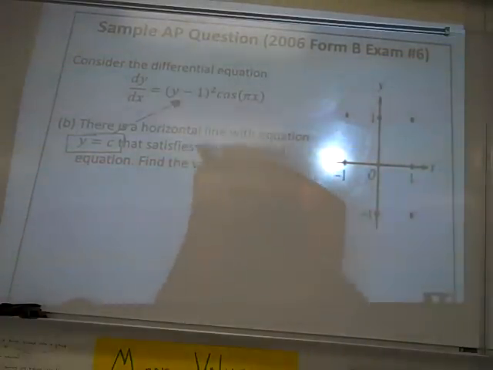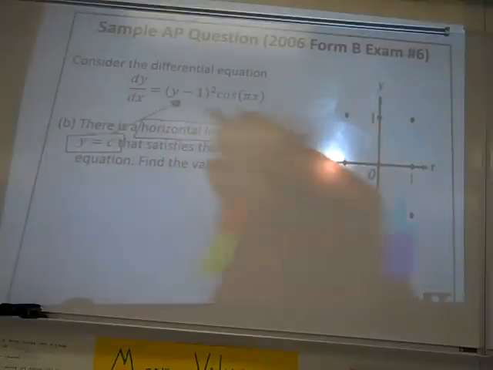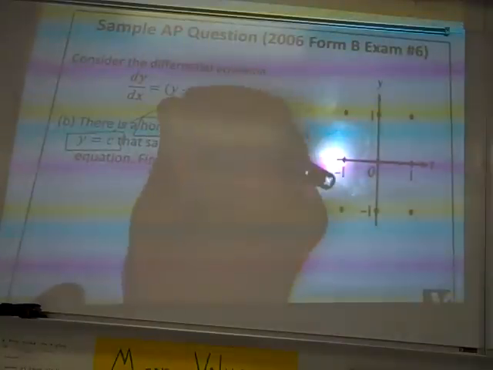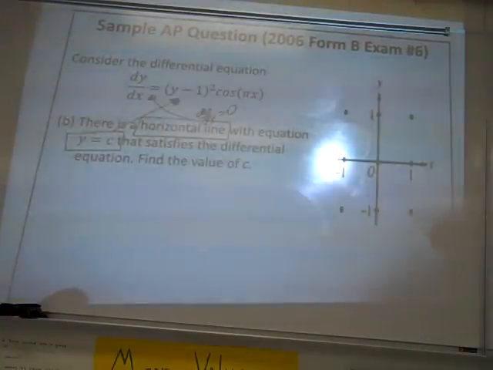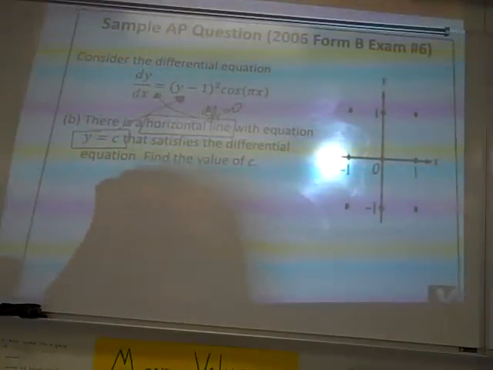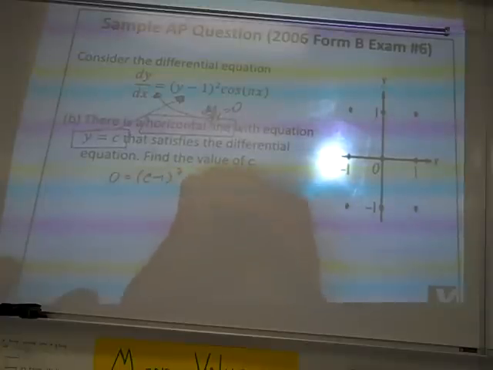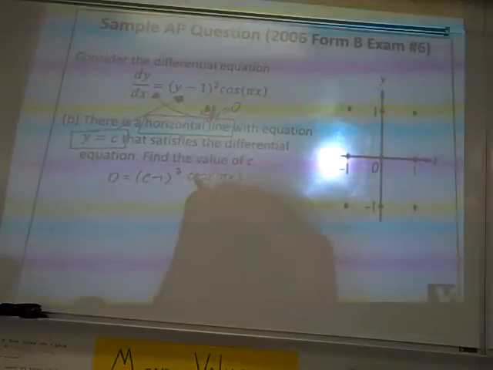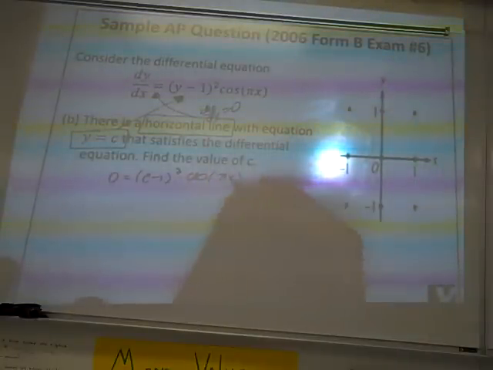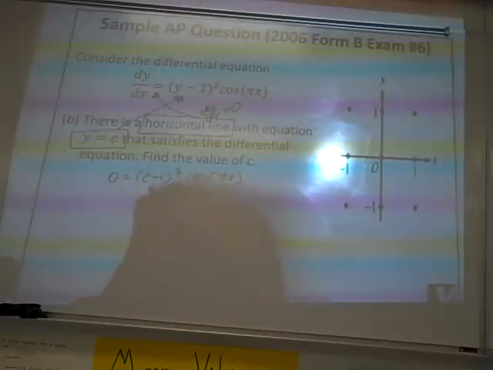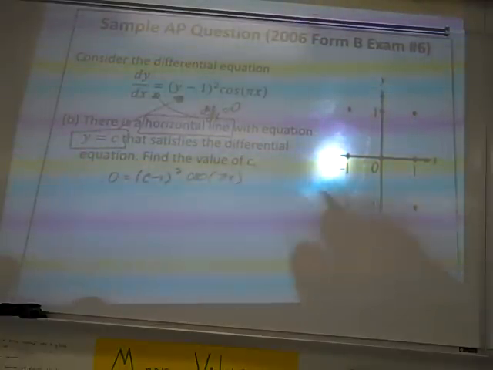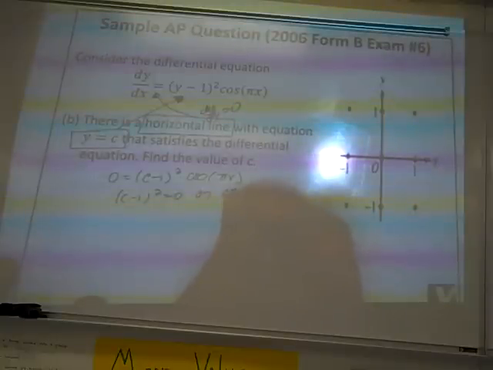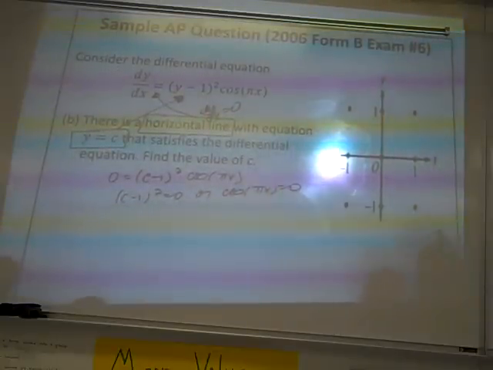Furthermore, we know that we have a horizontal line. Well, if I have a horizontal line, then my slope is equal to 0. I can use that information over here on the left-hand side. And what that's going to give me is the equation 0 equals (c - 1)^2 times the cosine of pi x. And they want me to find the value of c. So let's see, if 0 equals (c - 1)^2 times cosine pi x, well, then (c - 1)^2 is equal to 0, or cosine pi x is equal to 0.